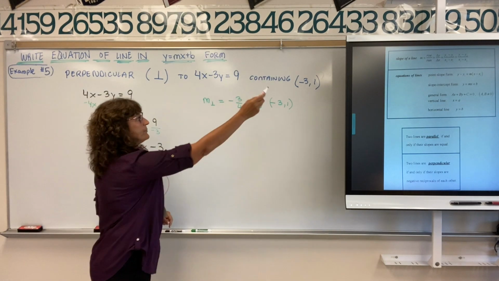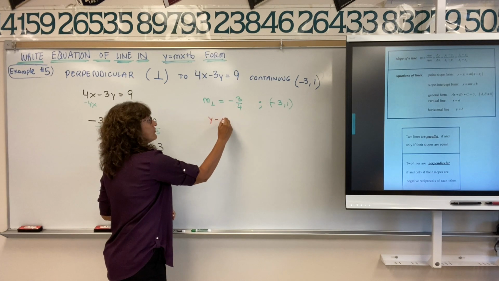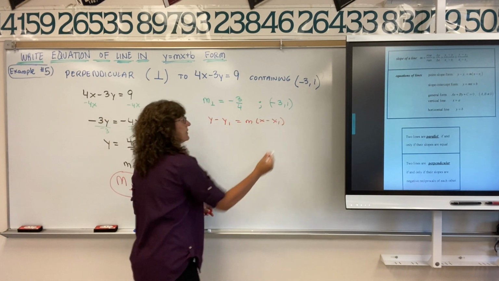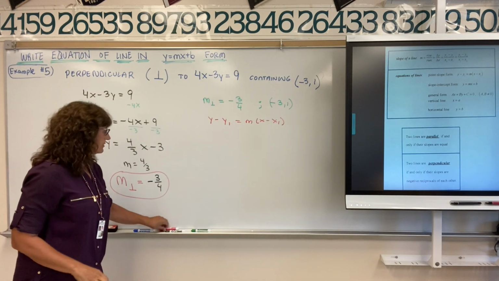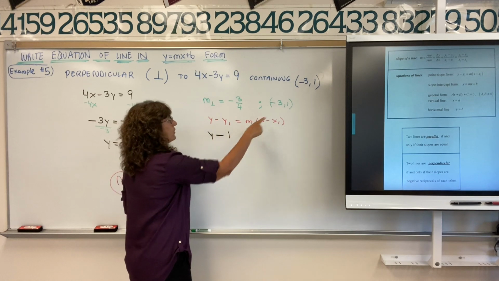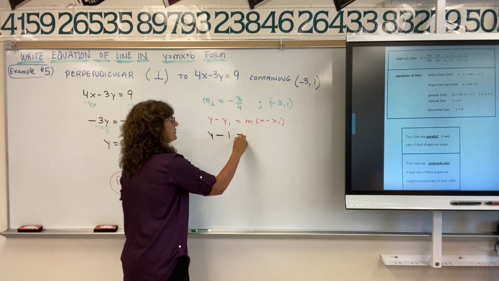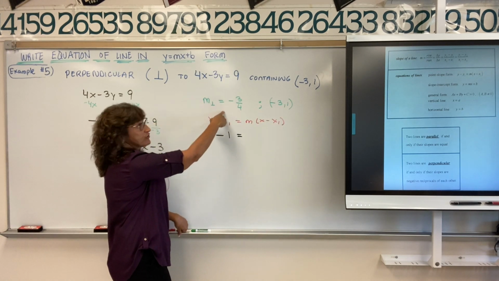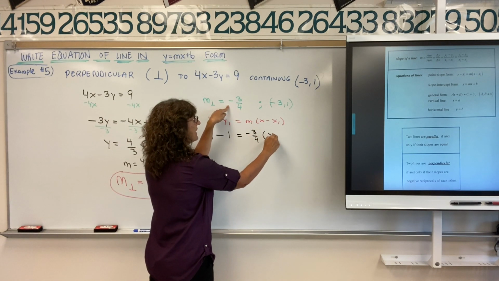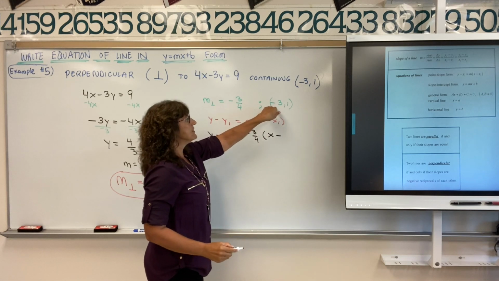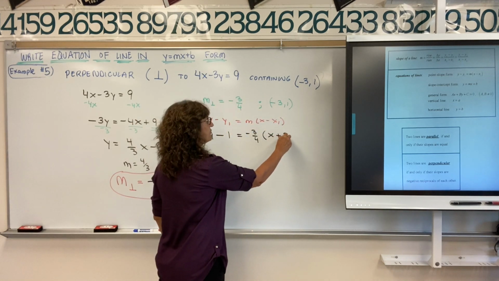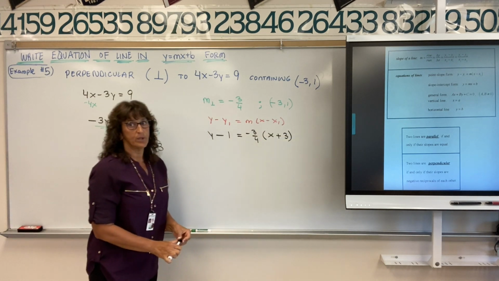Now look, we have a point and a slope, so let's jump to our point-slope form and substitute in our values. So y minus the y coordinate, 1, equals your perpendicular slope, -3/4, times x minus the x coordinate, which is -3, so minus a -3, and I'm just going to write minus a negative is +3.